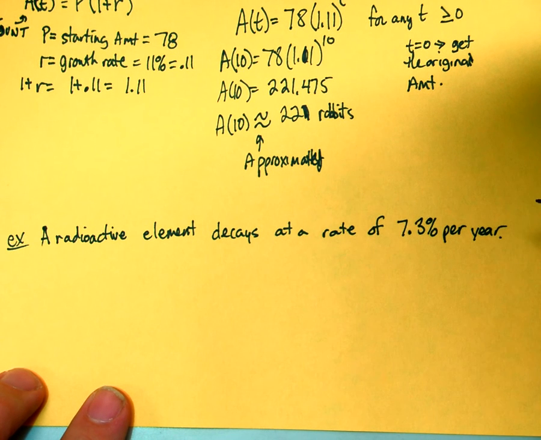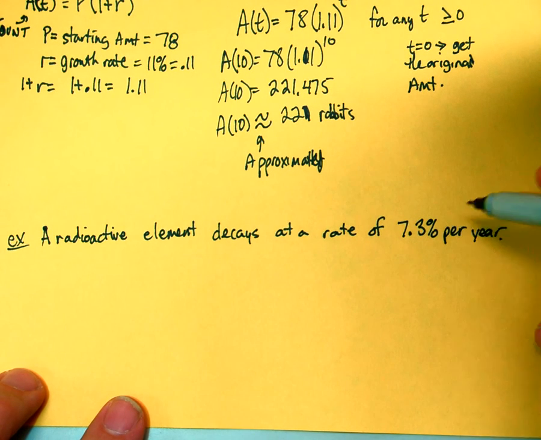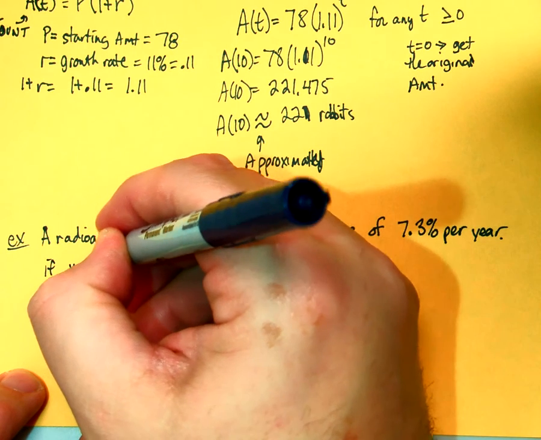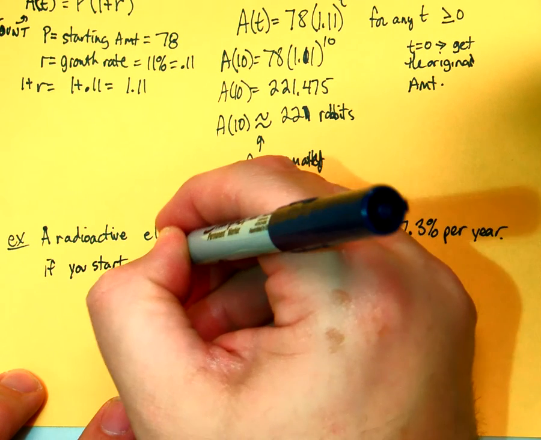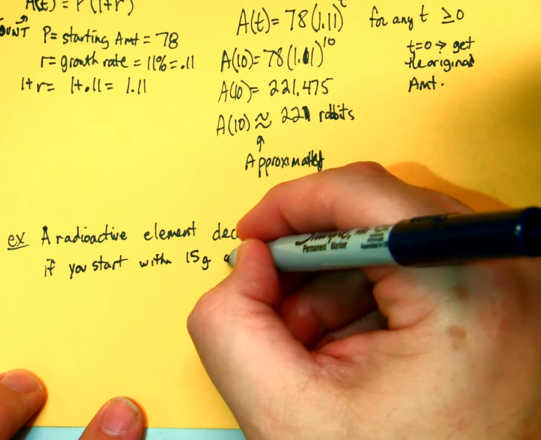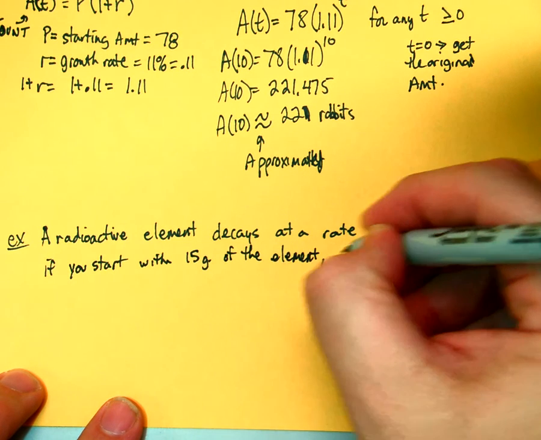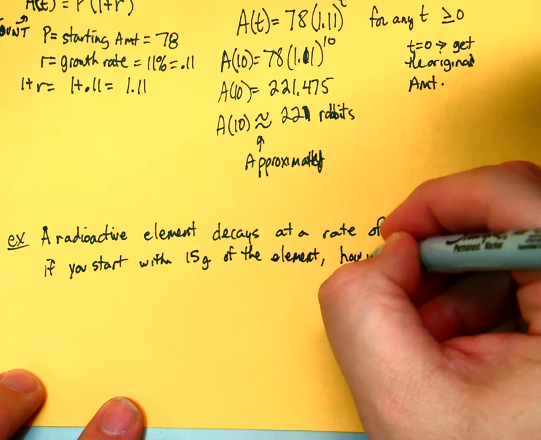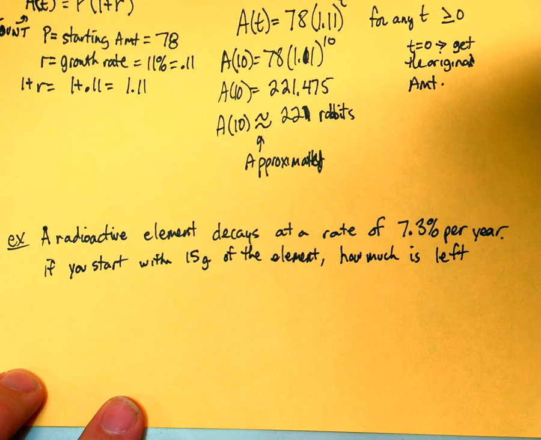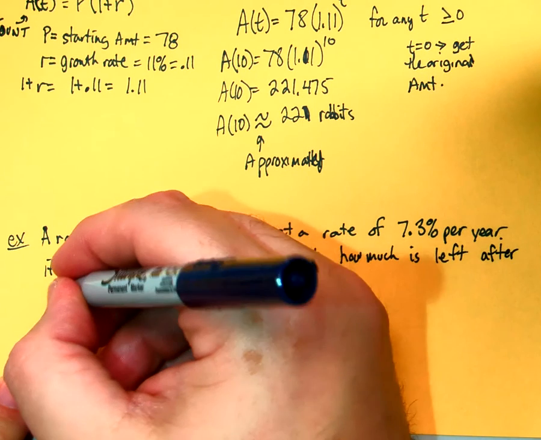A radioactive element decays at a rate of 0.73% per year. If you start with 15 grams of the element, how much is left after 150 years?